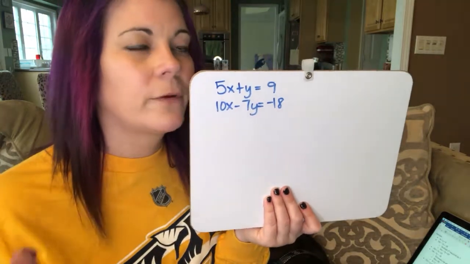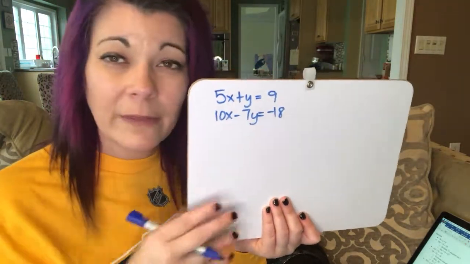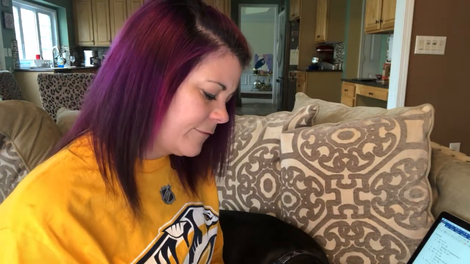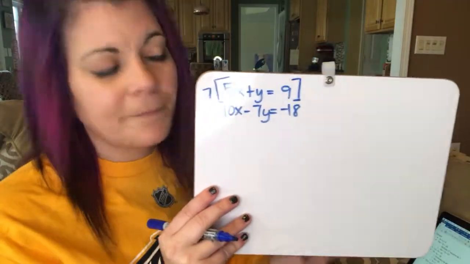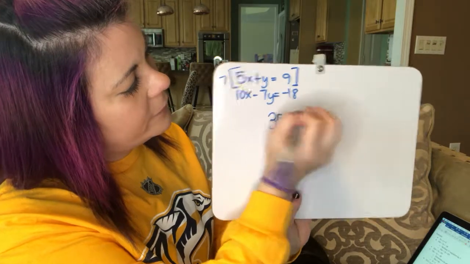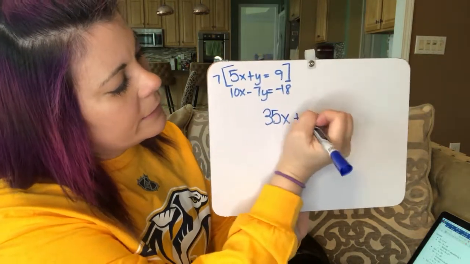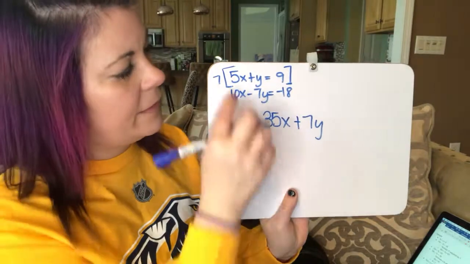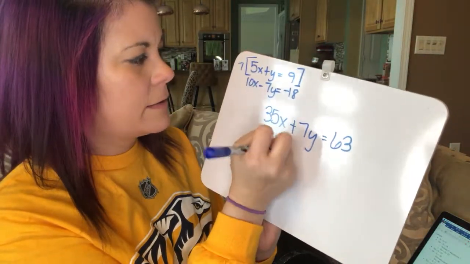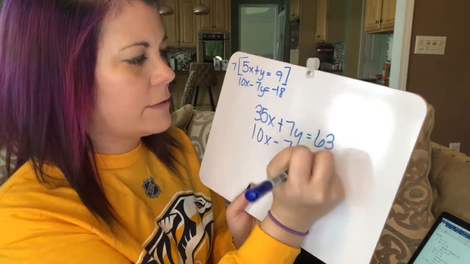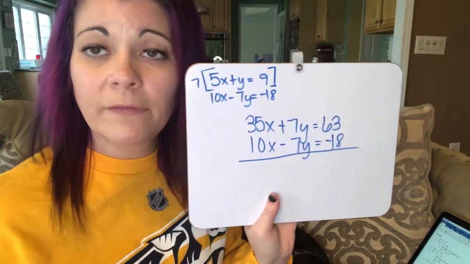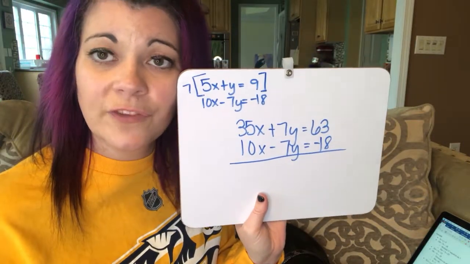If you multiply one of them by a number, you have to multiply everything in that equation. Otherwise, you're changing the equation. So I'm going to multiply this first equation by 7. 7 times 5 is 35x. 7 times y is 7y, and then 7 times 9 is 63. And so now I've created two equations where there is the same coefficient for one of the variables. y has the coefficient of 7.